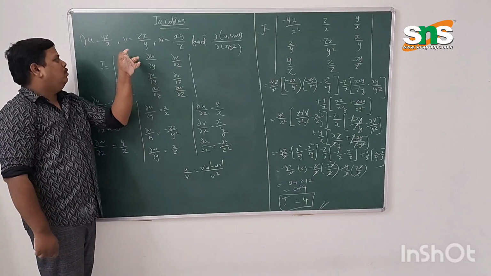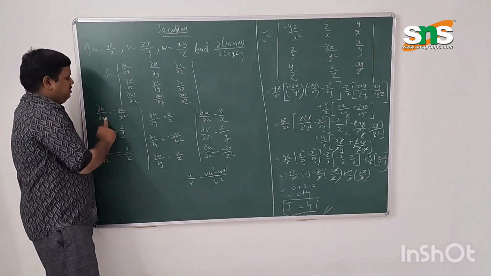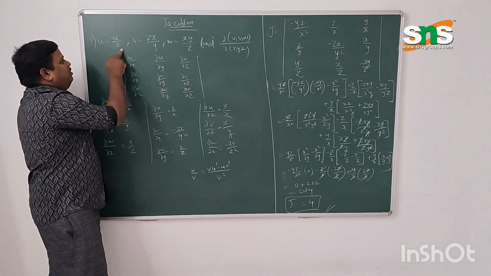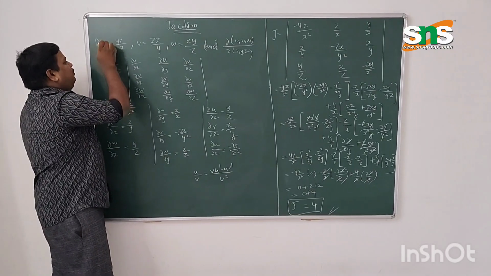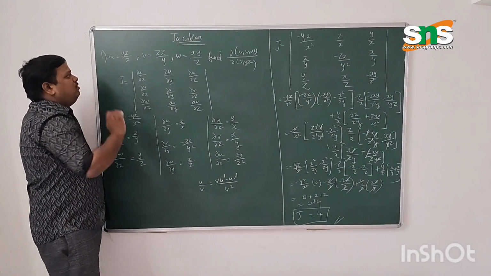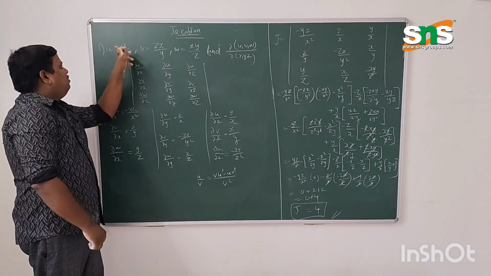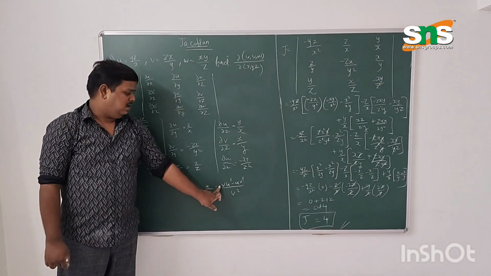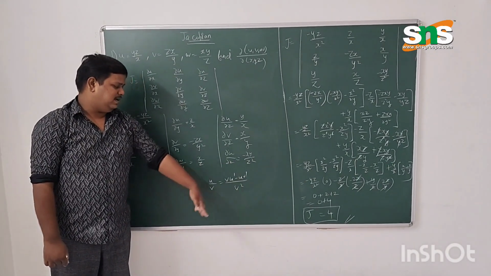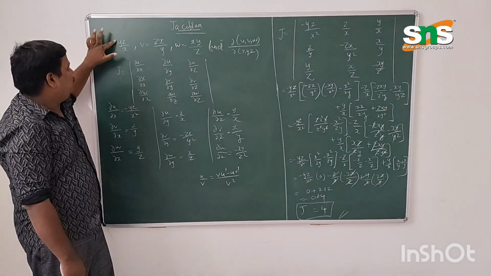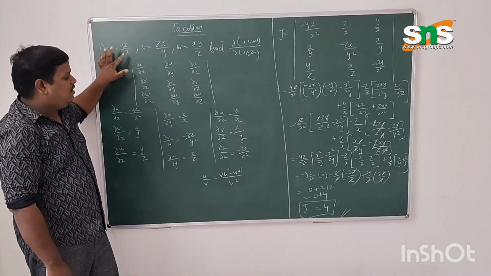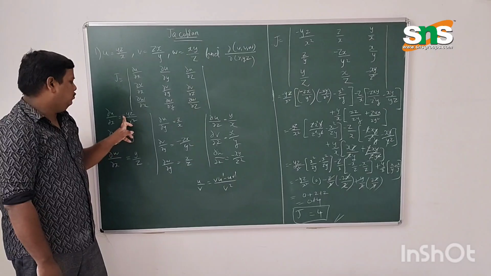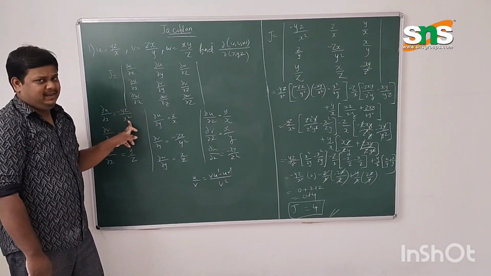First you have to find dou u by dou x. You take the u function and differentiate it with respect to x. We can use the formula for a fraction, the u by v formula, which is v u dash minus u v dash divided by v square. Here u is yz, v is x. We get dou u by dou x equal to minus yz divided by x square.